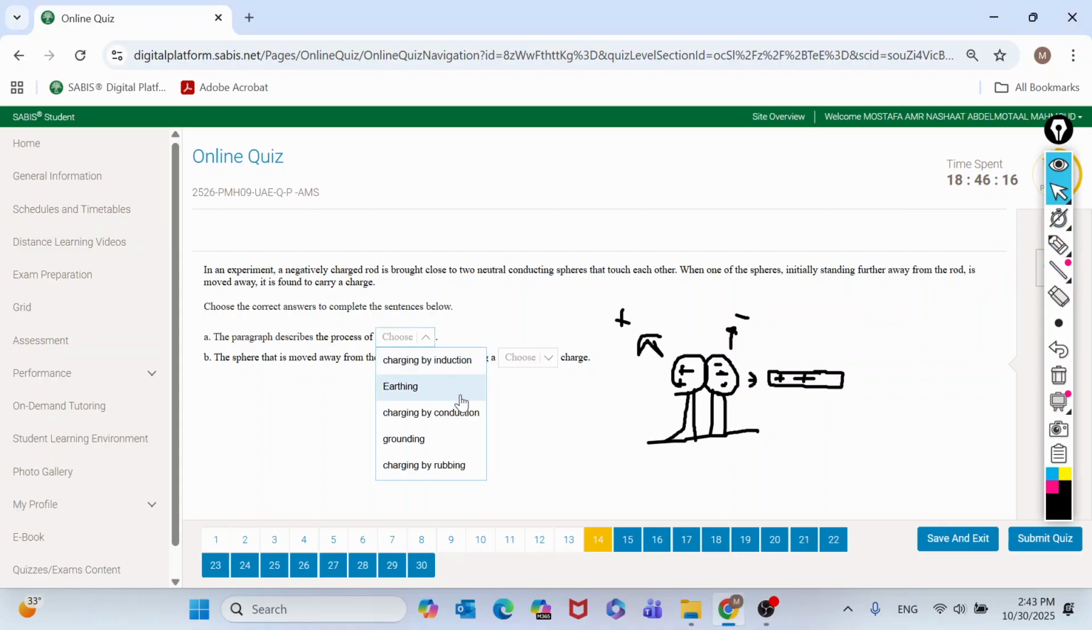In charging by induction, the sphere that is moved away from the rod will be carrying a charge. So it's a negatively charged rod. The sphere carried away from the rod will have the same charge as the rod, so it's negative. Because then this one's going to be positive.